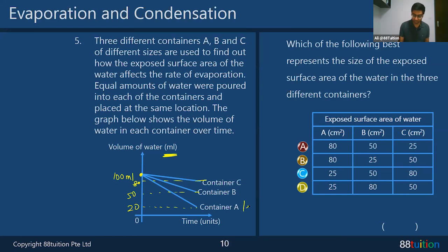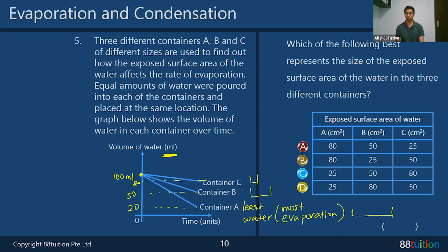So container A had the least amount of water left. So most evaporation occurred here. If most evaporation occurred here, then the exposed area must have been larger. This one, the exposed area must be like this. This one must be like this. That's all. So exposed surface area must be the largest for A, second largest for B, smallest for C in its order. Am I right? So that's how I check it out.